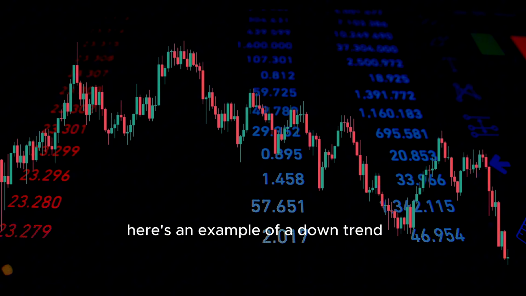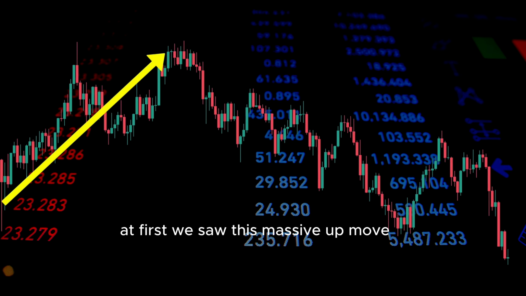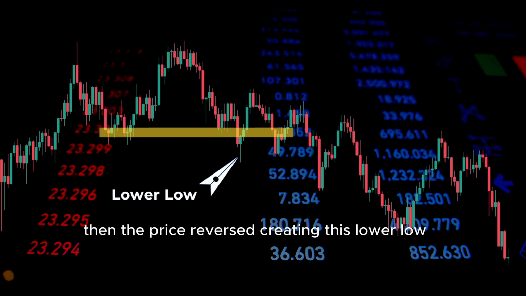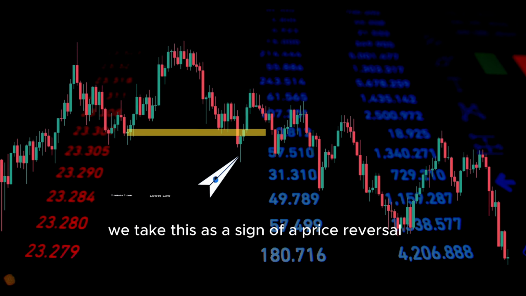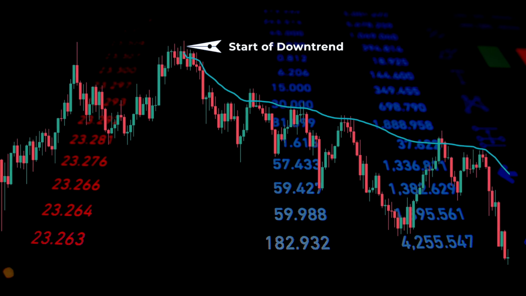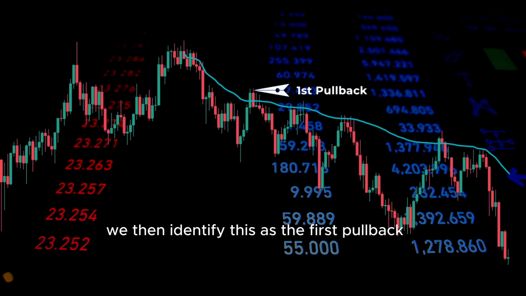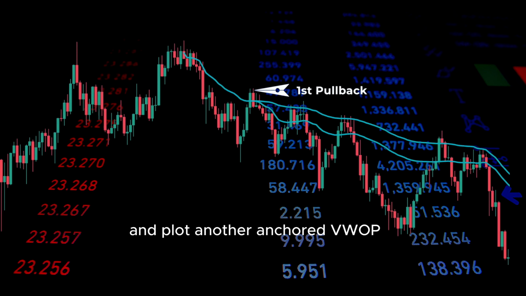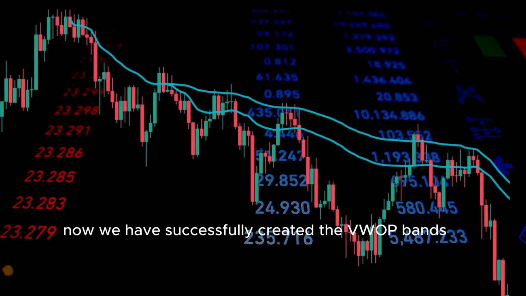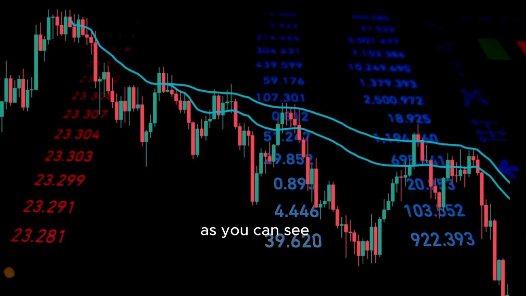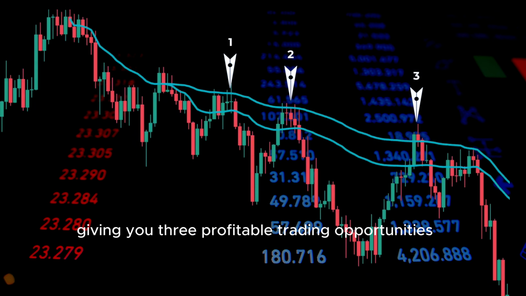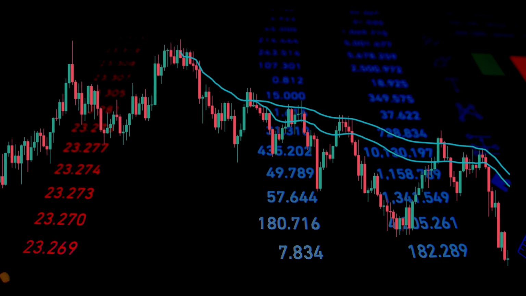Here's an example of a downtrend. At first we saw this massive up move, then the price reversed creating this lower low. We take this as a sign of a price reversal, and plot an anchored VWAP from this top. We then identify this as the first pullback, and plot another anchored VWAP from this point. Now we have successfully created the VWAP bands. As you can see, the price rejected the band multiple times, giving you 3 profitable trading opportunities.